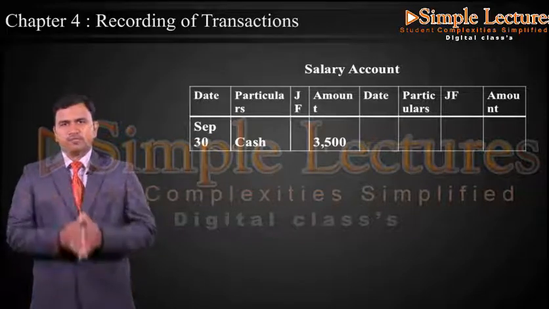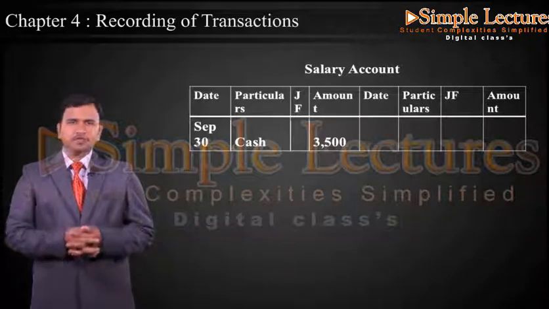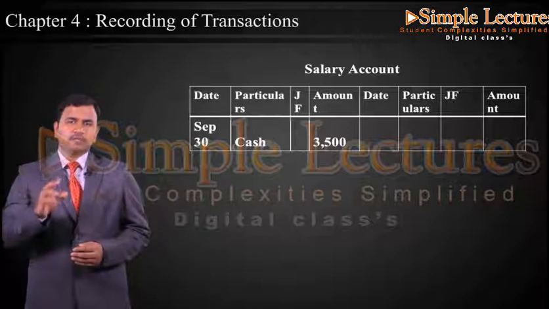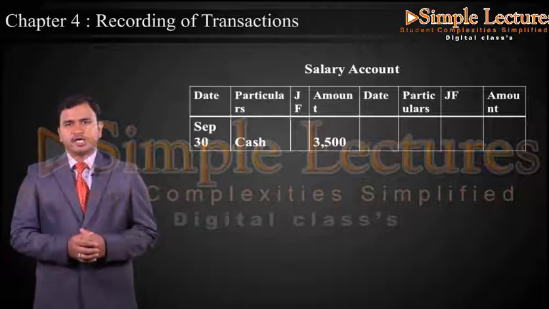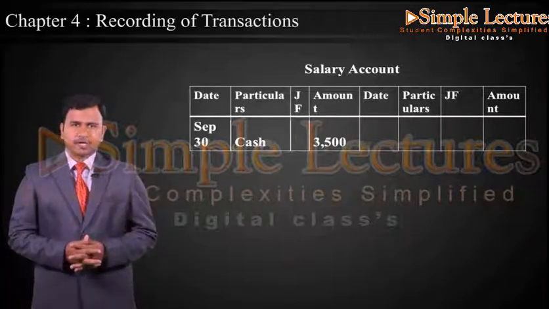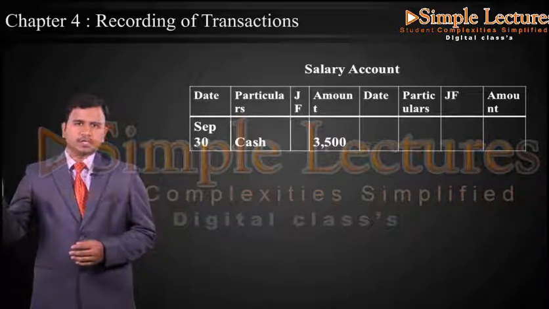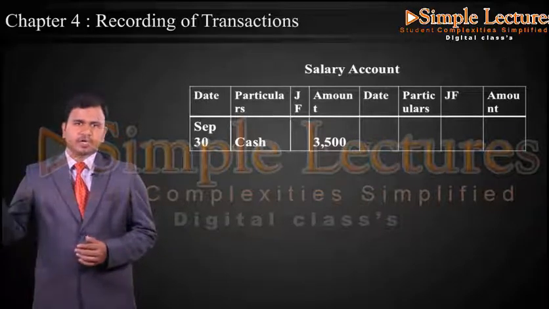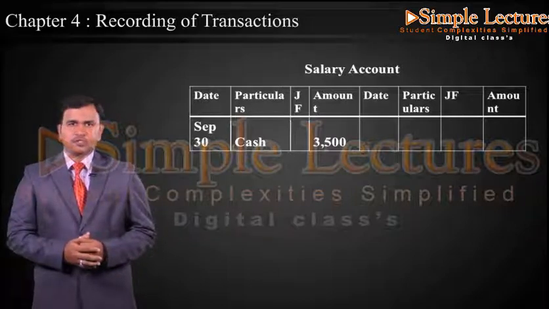Now whatever ledger accounts we have prepared, wherever we have cash and wherever we have bank account, it means the payments were made through cash and the payments were made through bank. So wherever we have cash account debited, it means that the payment was made in cash. Wherever we have bank, it means that the payment was made through bank.